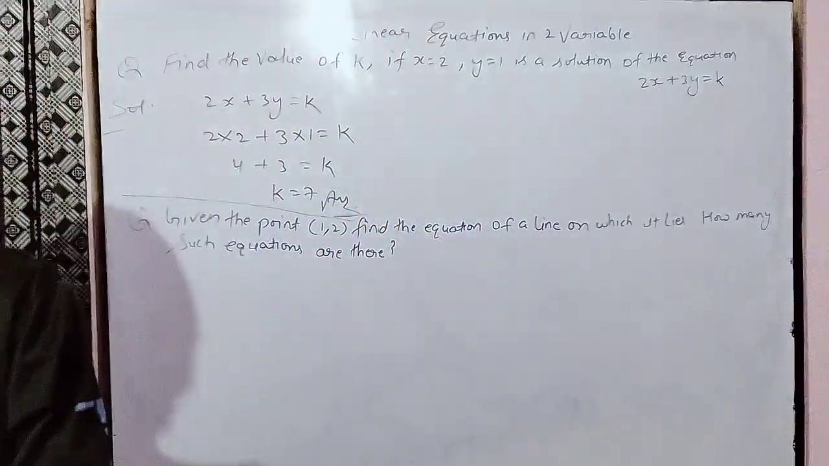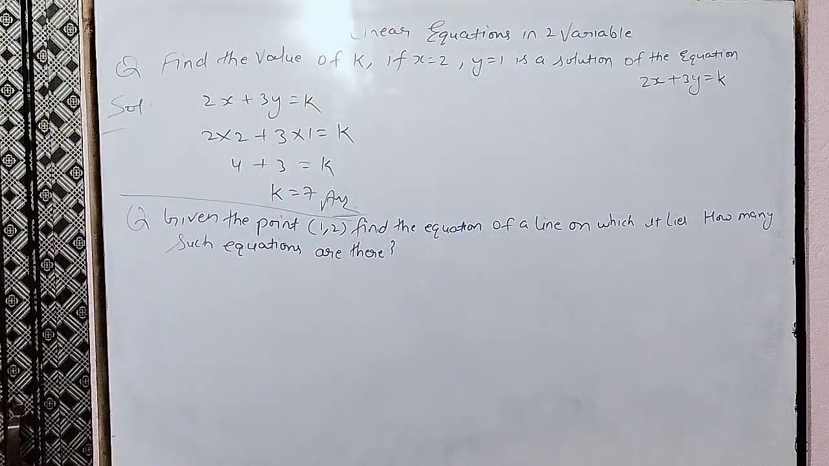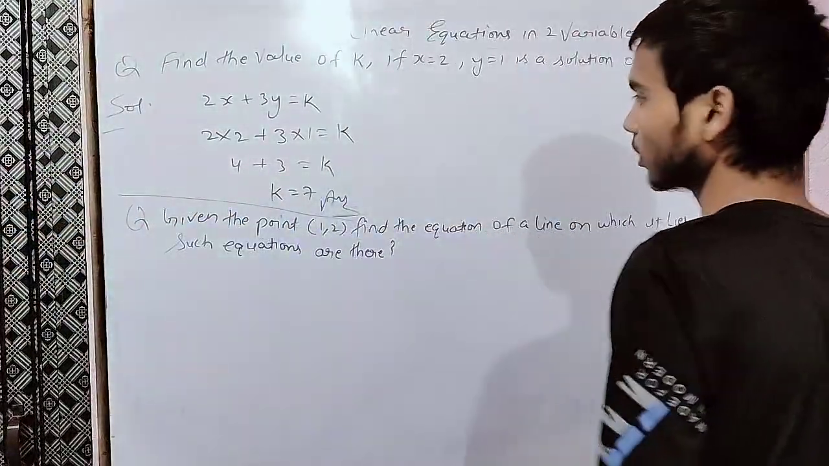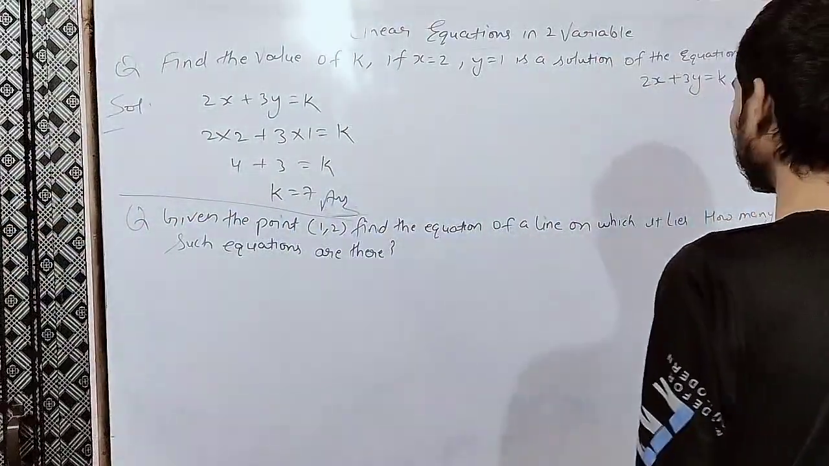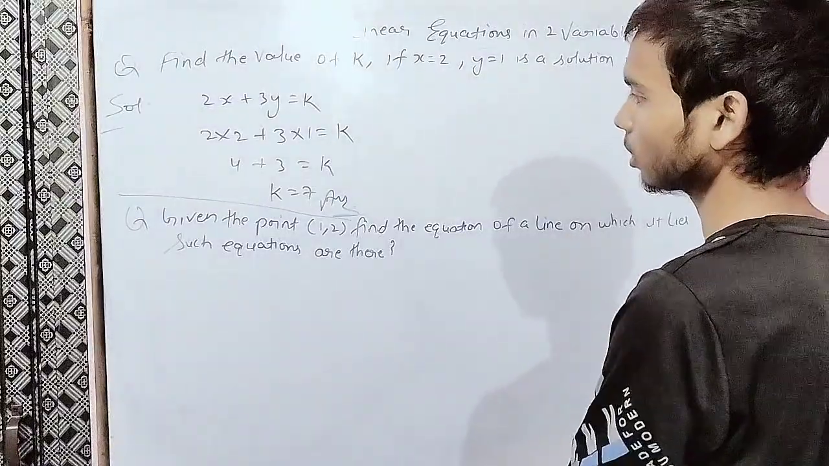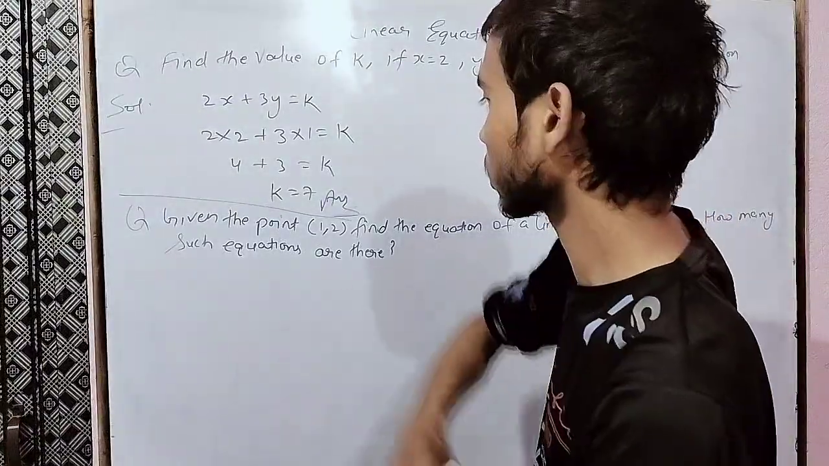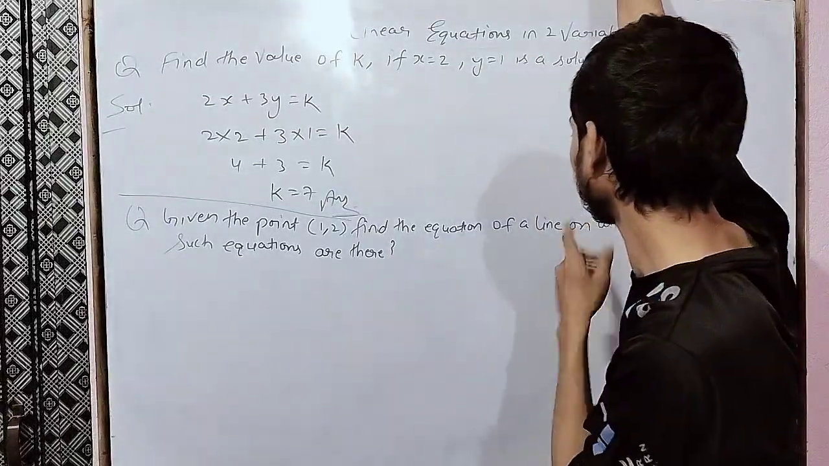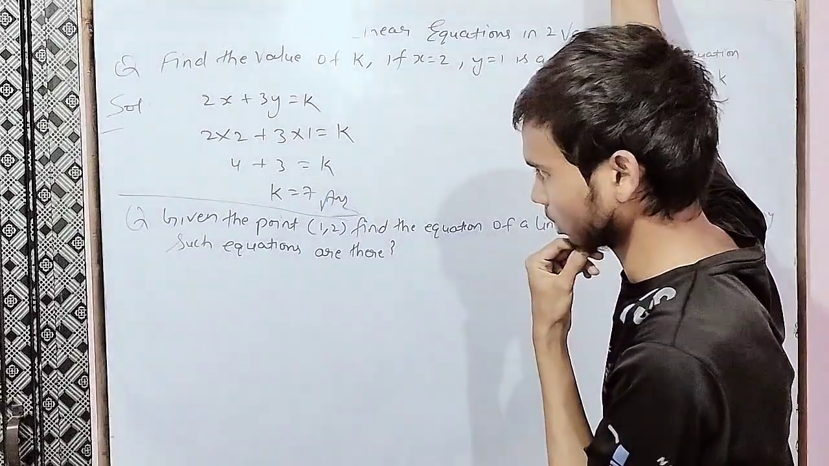Now this is the question. It is saying that you have been given a point, and it is asking how many such equations there can be. So here, find the equation of the line on which it lies.